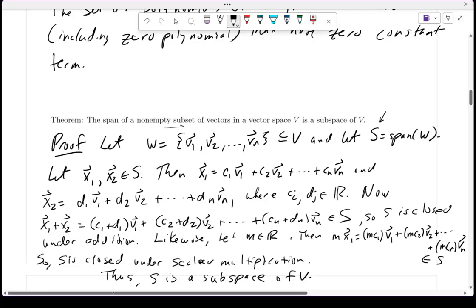How do I know I get to start with this? It tells me it's a non-empty subset. So I just put some vectors in it. It didn't tell me which vectors, which is why I just called them v1 out to vn, but it tells me it's non-empty, so I know I have vectors in there. Other questions on that one?